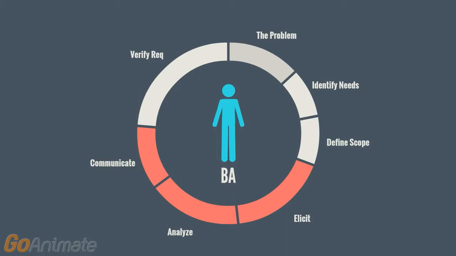First, they learn and understand the business problem. Then they work with the business users to identify the business needs and define the project scope. Then comes the core of the BA role in eliciting, analyzing, and communicating requirements. Lastly, the BA verifies that the gathered requirements meet the project needs. Now, let's look closely at these tasks.